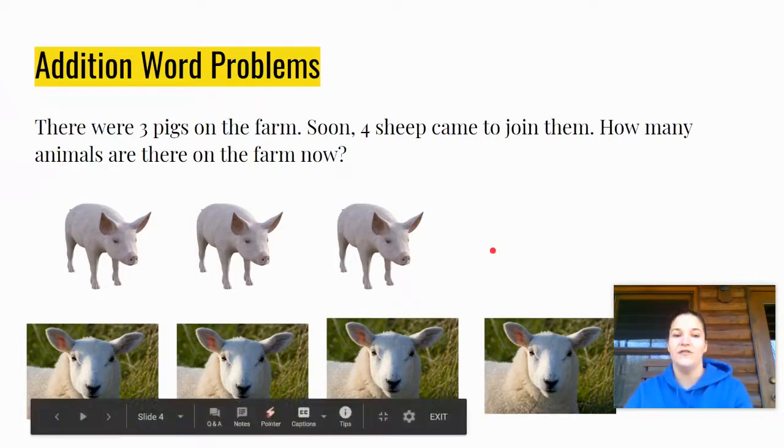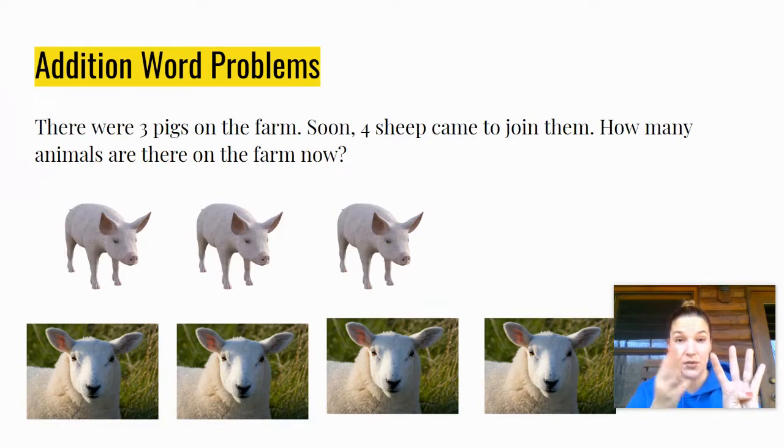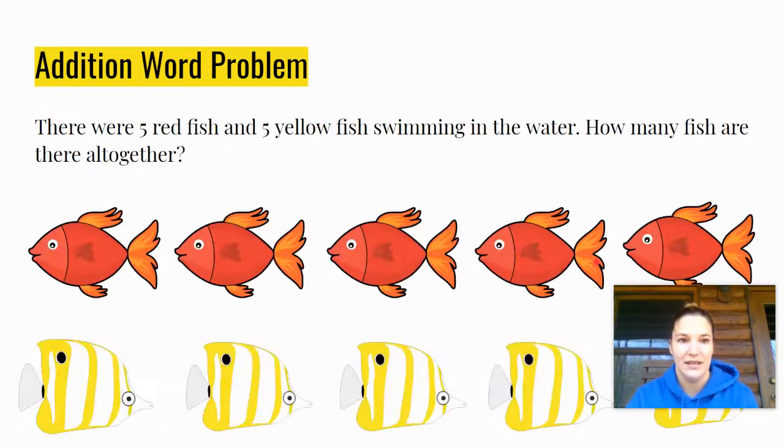All right, we can check it on our fingers too. We had 3 pigs and then 4 sheep came to join them. Remember, we can count on our nose. 1, 2, 3, 4, 5, 6, 7. We were adding them together. So our problem should be 3 plus 4 equals 7. That's right. Let's see. There we go. Help me read it. 3 plus 4 equals 7. Awesome job, guys. Next one.